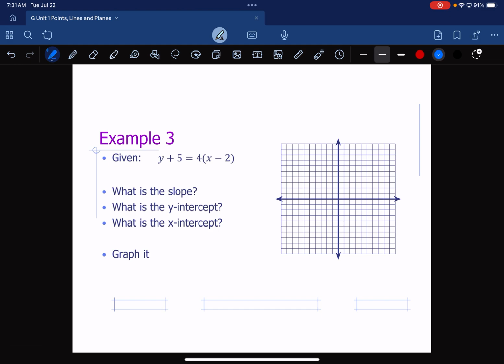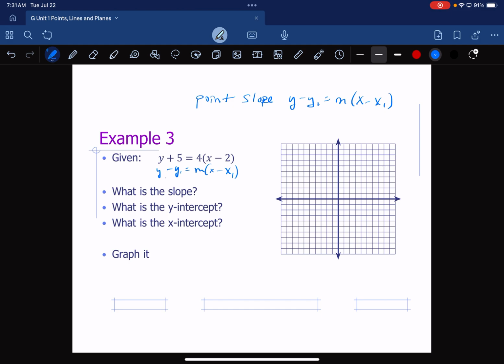Example 3, well, this one is called point slope form. Point slope says y minus y1 equals m times x minus x1. So here's the y1, there's the m, and there's the x1. Okay, that's the form, just using the form there. Fill in the other parts here for you.